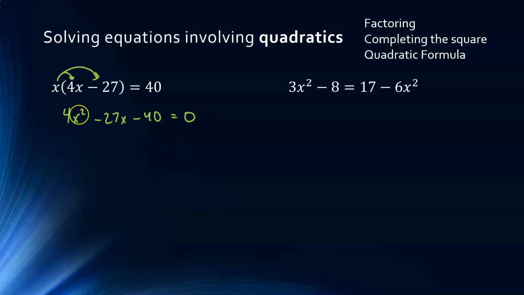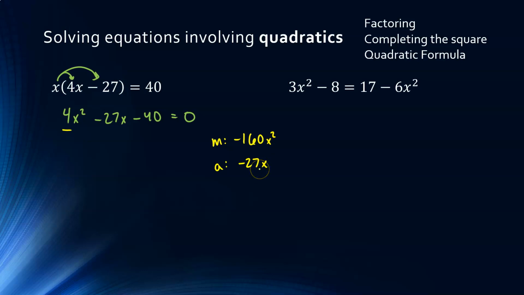So the way that I would do this is, remember, this first term is not 1, so I'm going to multiply together the 4x squared and the negative 40. And when I do that, I get negative 160x squared. So I'm going to try to find two numbers that multiply together to be negative 160 and add together to be negative 27x. Now you might have to use a calculator for that. You might have to play around with this a little bit.